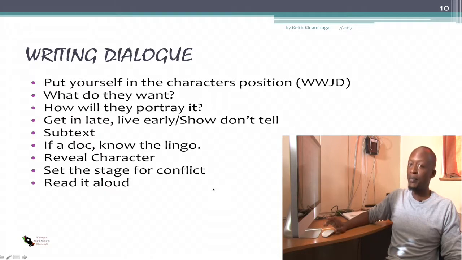Read it aloud. That's quite easy. You can read out your dialogue. It really helps in knowing whether it's real. You can feel it. How does a person talk? If you are a person, of course, you'll know how people talk, and especially when you read it aloud.